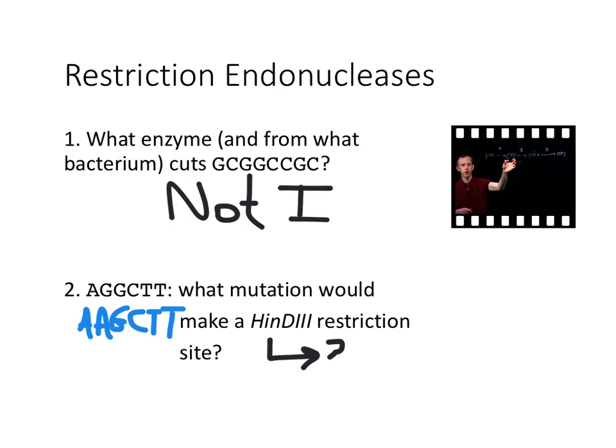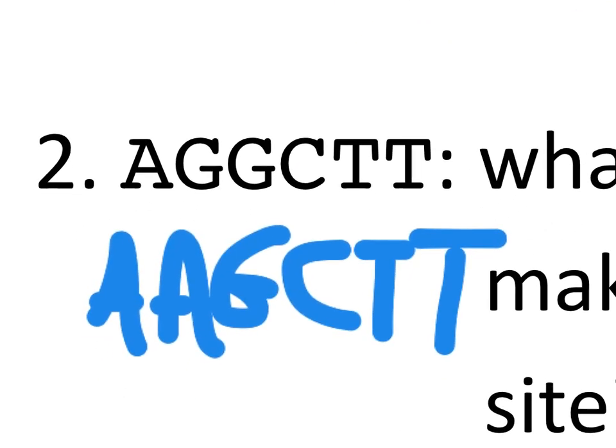search bar on a browser, and the first hit probably says something like, New England Biolabs, this is HindIII. That's the enzyme that recognizes AAGCTT. So the only change we need to make to turn the original into the restriction site, as you said, was to mutate that G to an A. That is a mutation, a single nucleotide change. Change one letter to another letter, mutation.